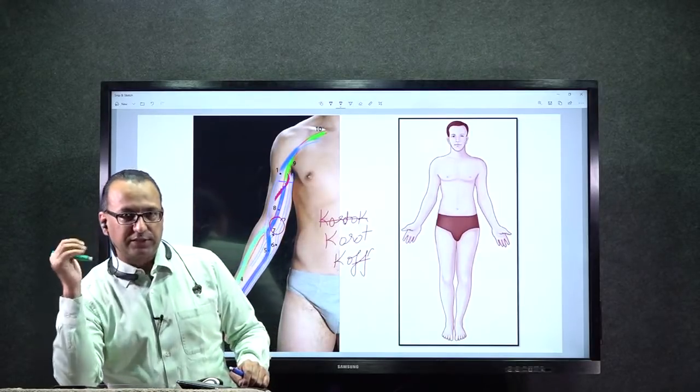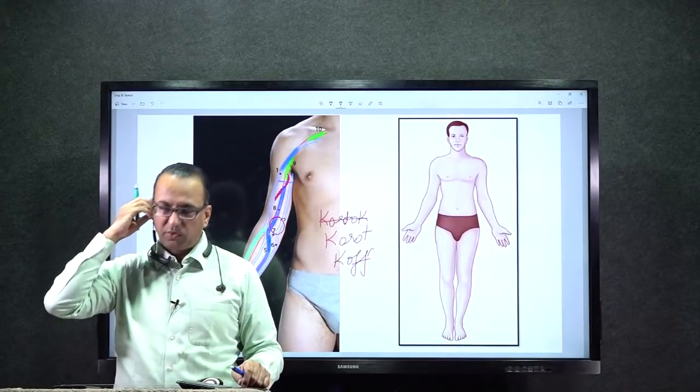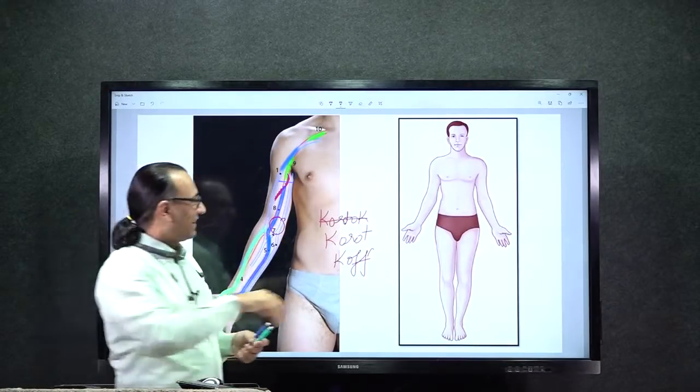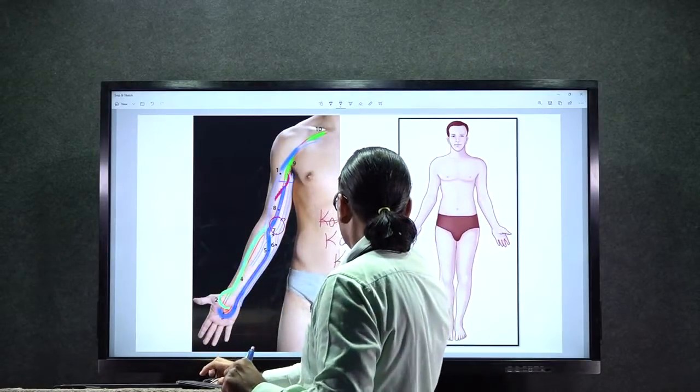Let me just see if okay, so sound is okay. Right, so let us move on to the next diagram now.